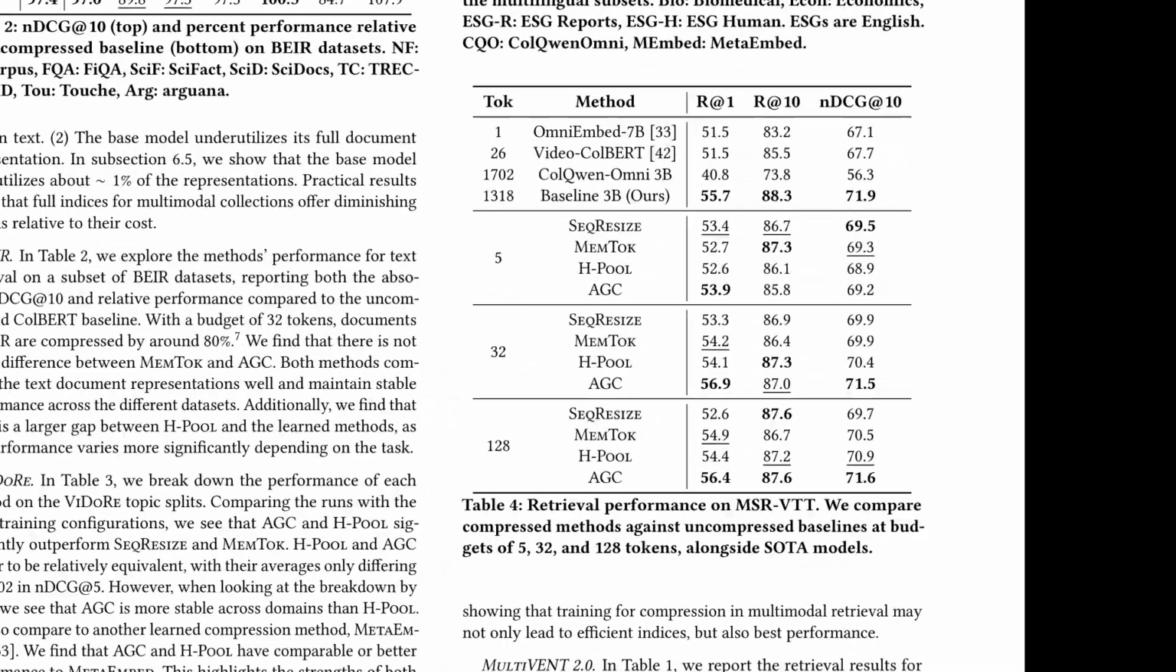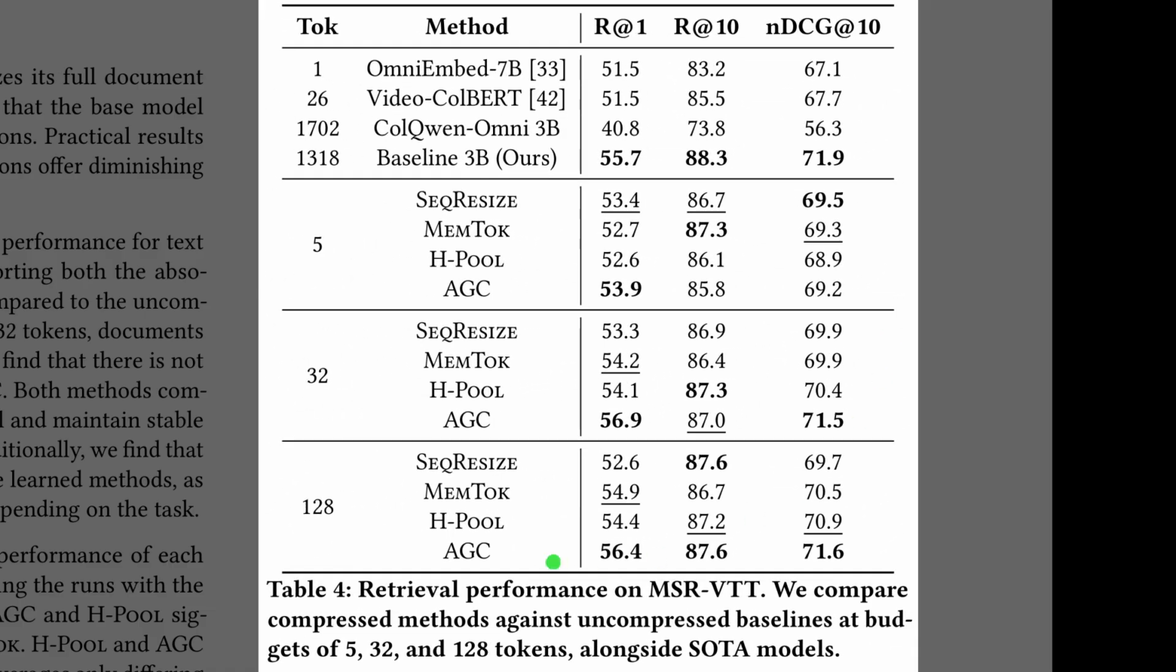Well, Table 4 now zooms in on those surprising video retrieval results using the MSR-VTT benchmark. The top section establishes that the uncompressed baseline needs over 1,300 tokens to reach a recall at one of about 56%. Yet, if we look at the middle block for a 32-token budget, attention-guided clustering achieves nearly 57%. It outperforms the full index by focusing on the most relevant signals, proving that compression can actually improve accuracy by reducing noise.